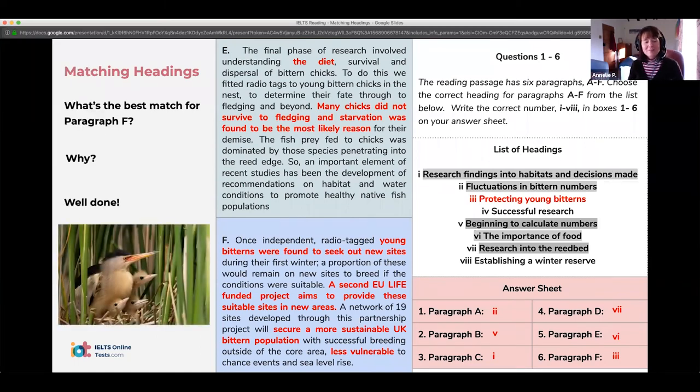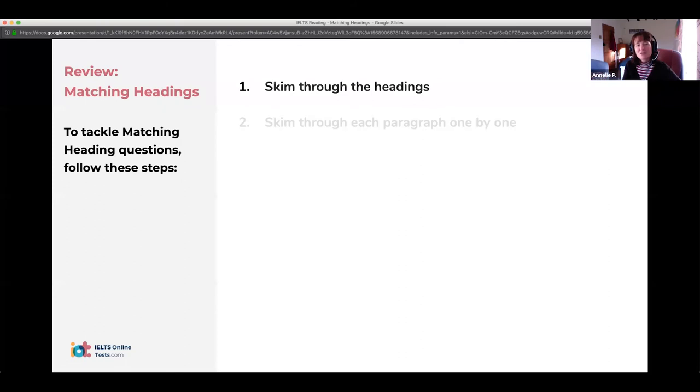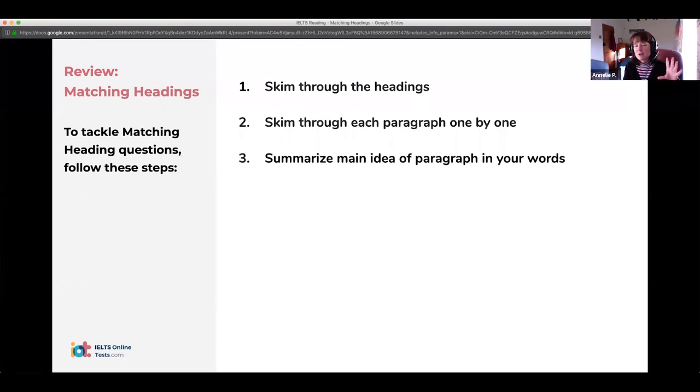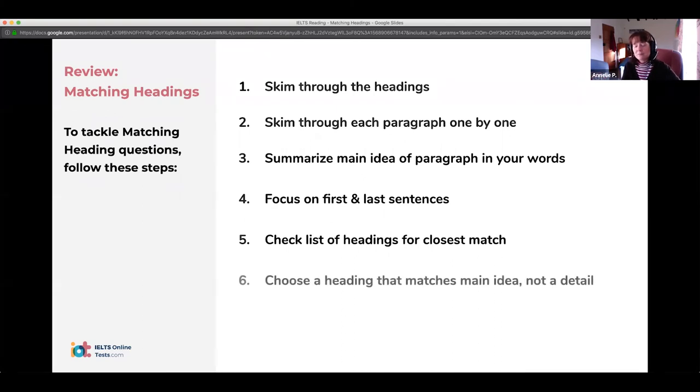And there you have a lovely little family of bitterns and their baby bitterns. I don't know if there's a name for a baby bittern. And that's a reed bed. So bitterns and reed beds for you there. Just to review that, remember, one by one, read the first paragraph, summarize it in your own words, and then try to find the one which is closest. Remember, it's the overall idea, not the specific information within it.